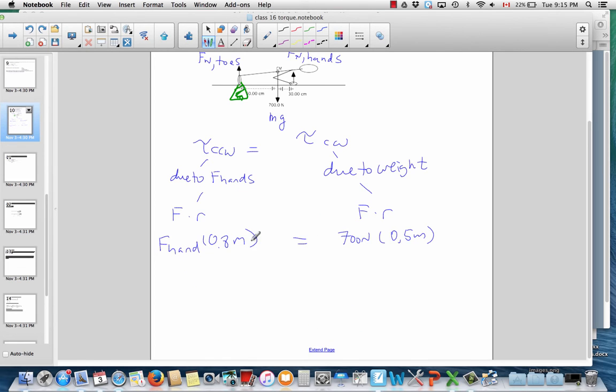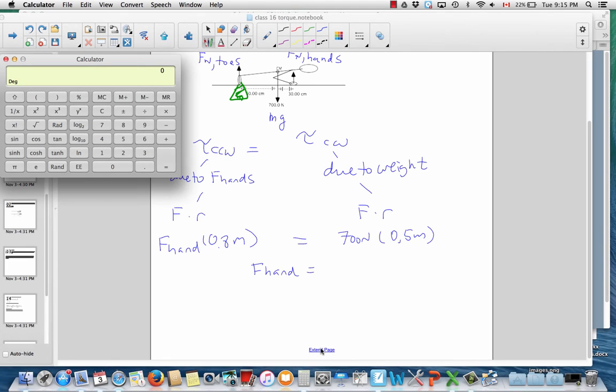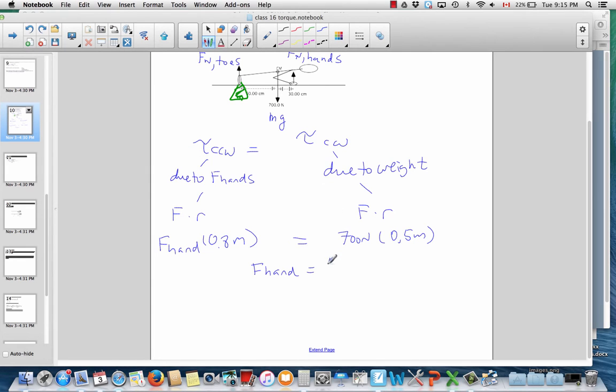So now, this statement of balanced torques becomes an equation that you can solve for the hand force. So let's see, that's 5/8 of 700. Sorry, my mental calculator is failing me. That is 437.5 newtons.